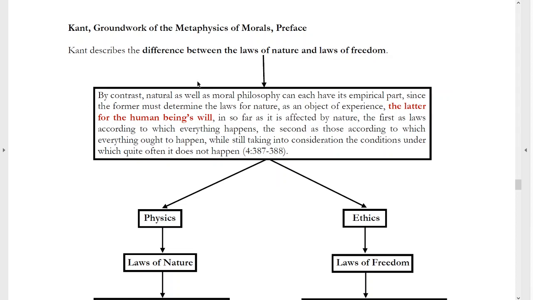Because he says these laws of freedom apply to the human being's will. Or I should put it this way. Well, let's read the whole passage. By contrast, natural as well as moral philosophy can each have its empirical part. Since the former must determine the laws of nature as an object of experience, the latter the laws for the human being's will, insofar as it is affected by nature. So, the human being's will is something that can be affected by nature.